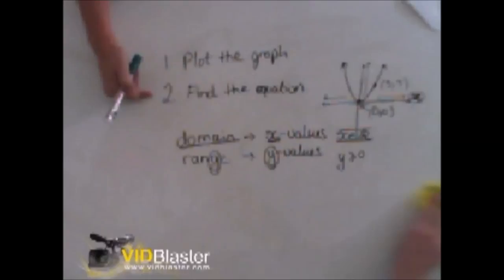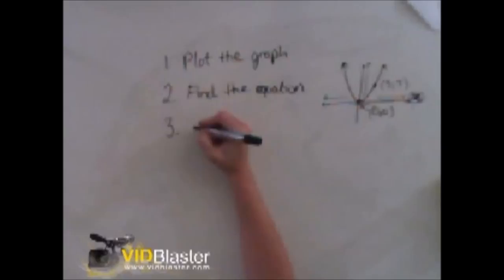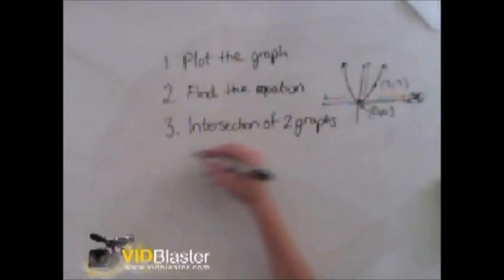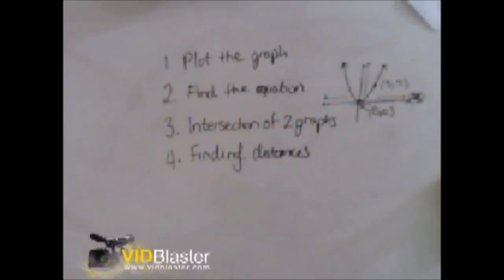Now let's go back to these types of questions: plot the graph, find the equation, and the third type, a variety of application questions. For example, the intersection, which would be two graphs. There are also questions which are finding distances, and that would be the level 4 that we spoke about earlier. There's a whole lot of other variations on these. In general I call them application type questions, where you use your knowledge to apply, and those are generally level 3 and 4 questions. All of these would be in your final exam.